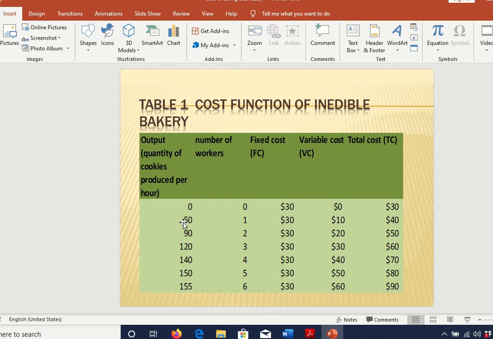When the company produces 50 cookies, it hires one worker, so the variable cost is $10 and the fixed cost is $30. So the total cost is 40. And when the company produces 90 cookies, it hires 2 workers. So the variable cost is $20, and the fixed cost is $30. And then the total cost is 50, and so on and so forth.